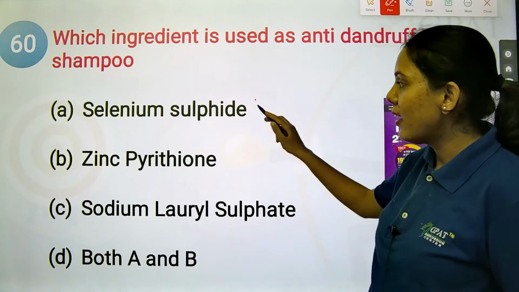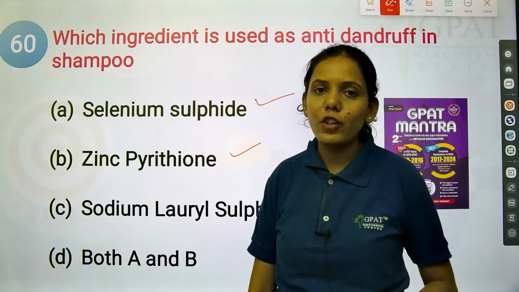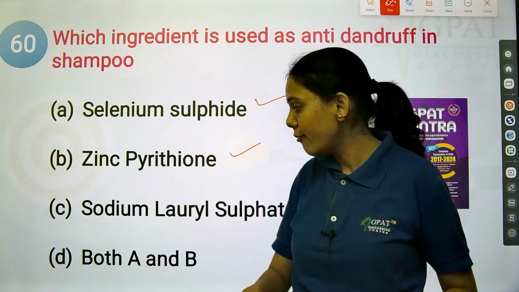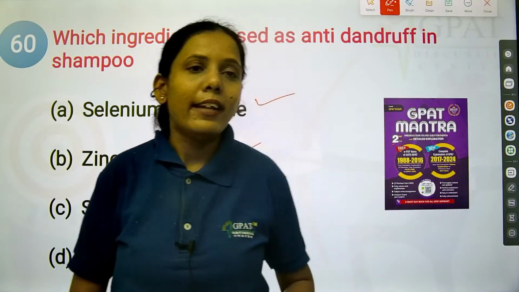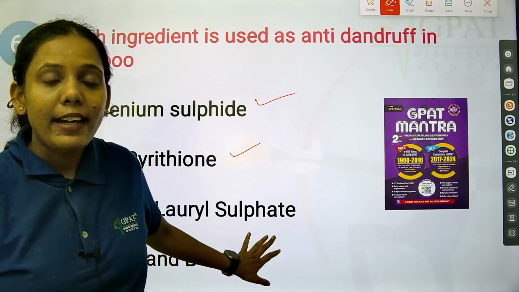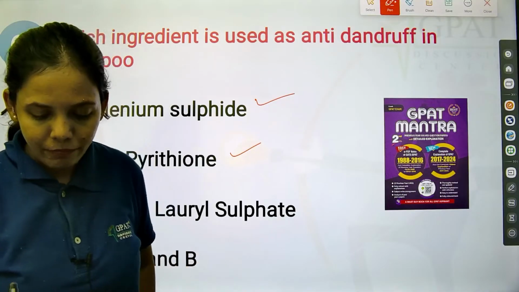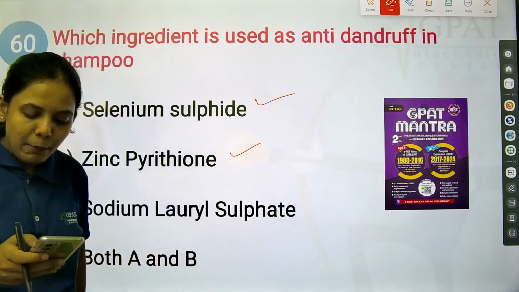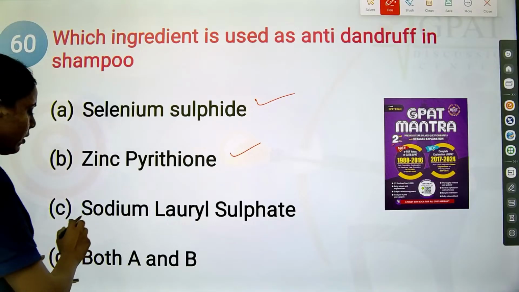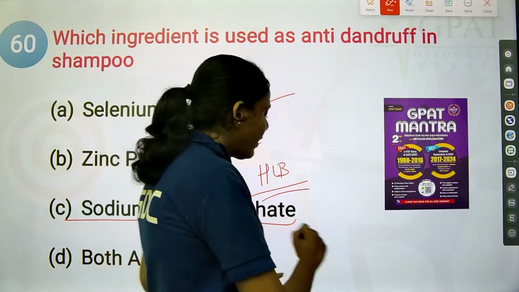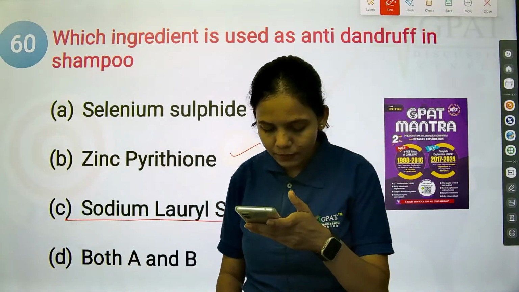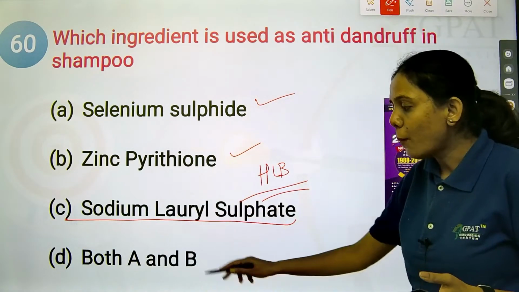So basically remember, selenium sulfide and zinc pyrithione are the active anti-dandruff ingredients. Sodium lauryl sulfate is a surfactant. It acts as a foaming agent. Can you tell me what is the HLB of this one? I think those who have attended the classes can confidently tell. Your option D is the right answer.